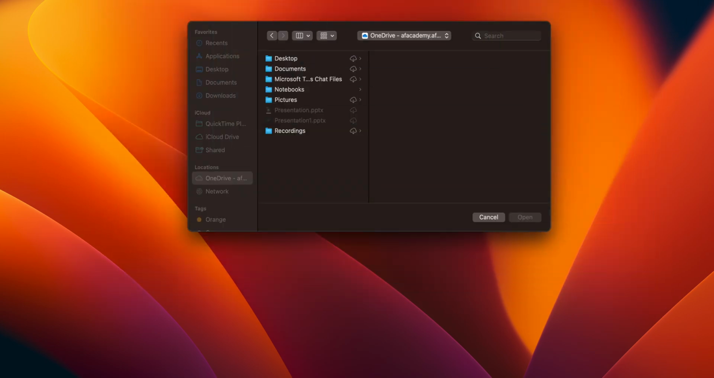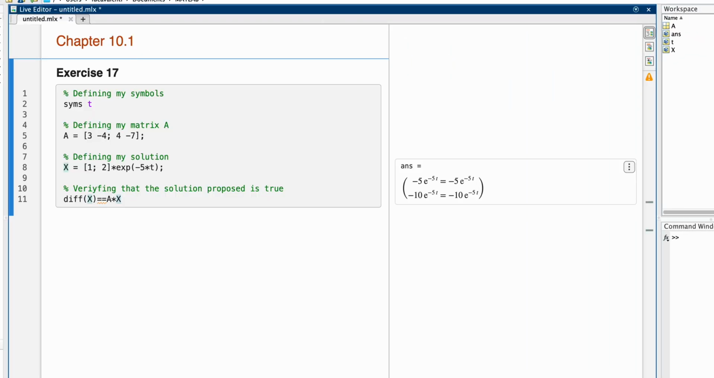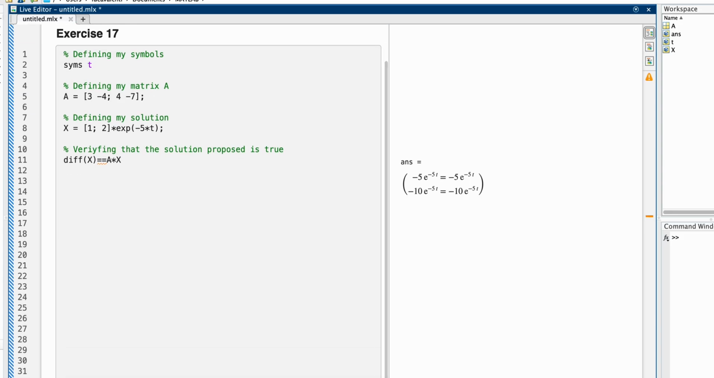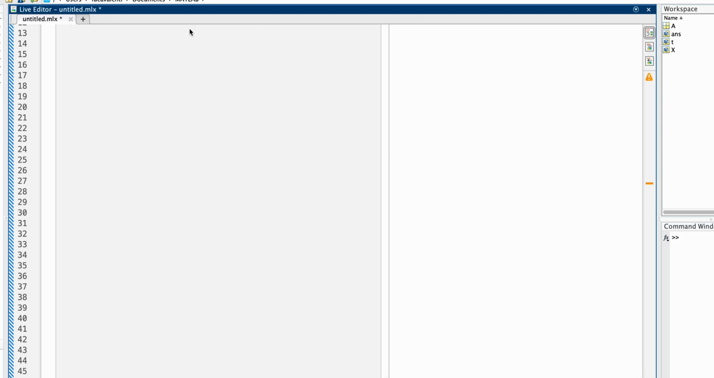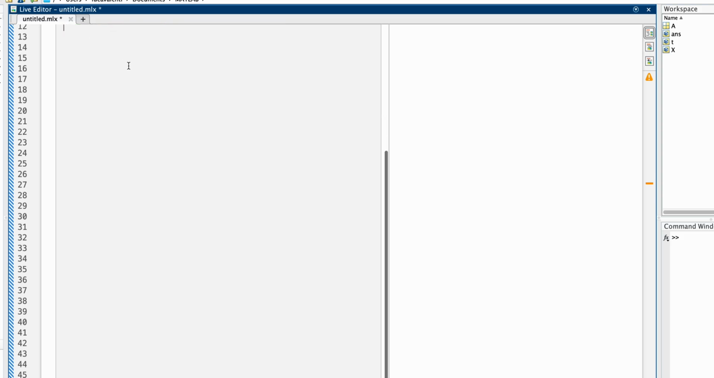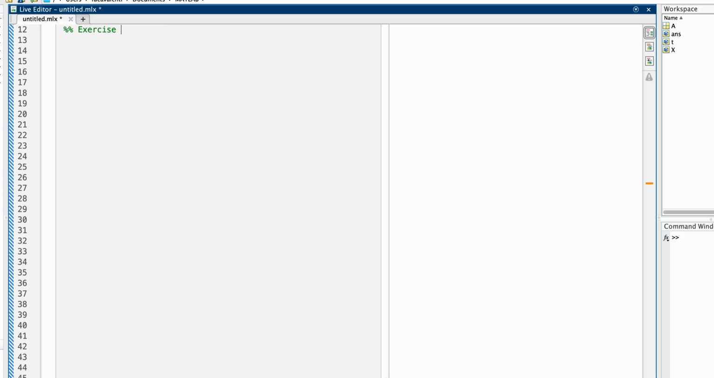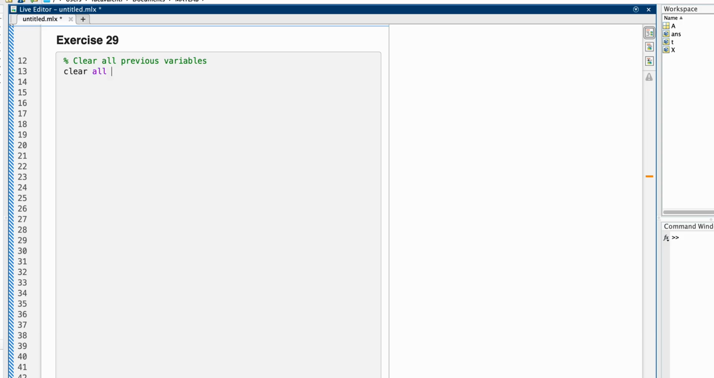So let's go over to Matlab and let's make some room here. Let's clear all the previous outputs and let's roll with this new problem, exercise 29. The first thing I'm going to do is clear all previous variables. As you can see from your workspace, we do have some variables here. I don't want any of those, so I just write clear all, and those will go away once I execute the code. Then I'm going to define some variables.